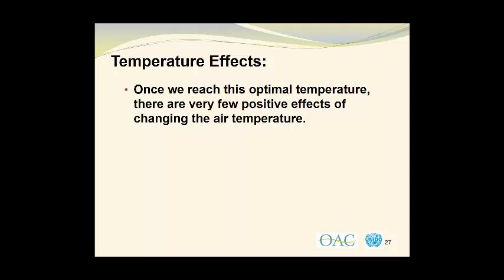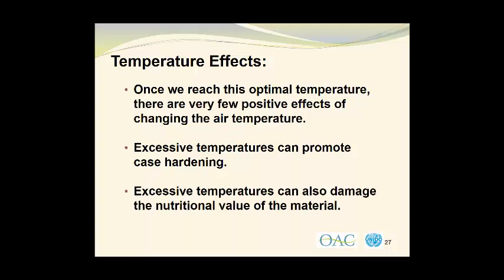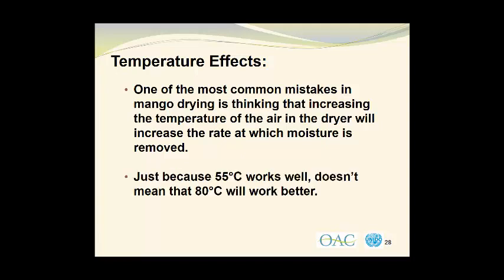Once we reach this optimal temperature, there are very few positive effects of changing the air temperature beyond that. Excessive temperatures can promote case hardening, and excessive temperatures can also damage the nutritive value of the material. One of the most common mistakes in mango drying is thinking that increasing the temperature of the air in the dryer will increase the rate at which moisture is removed. Just because 55 degrees Celsius works well doesn't mean that 80 degrees Celsius will work better. Please do not fall into this trap.